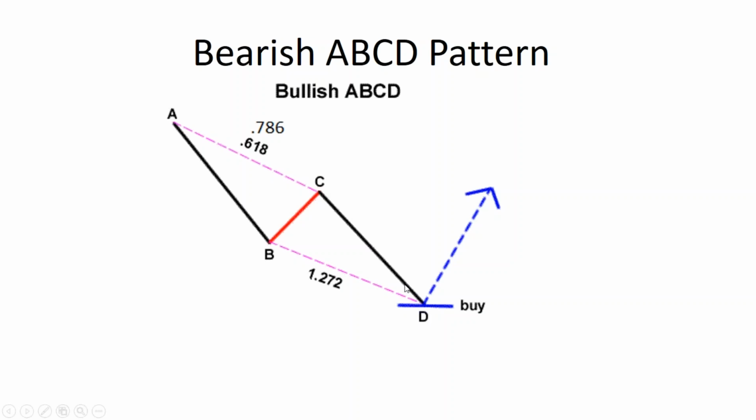Price trades all the way down to this point, which is the 1.272% extension of that AB leg. And then again, this gives us the completion of our pattern, the CD leg. And this time, because it's a bullish pattern, we're looking to buy at the completion.